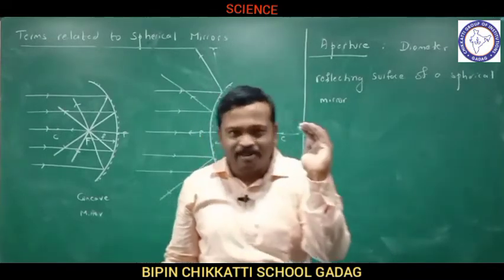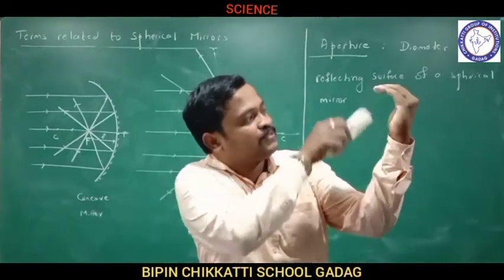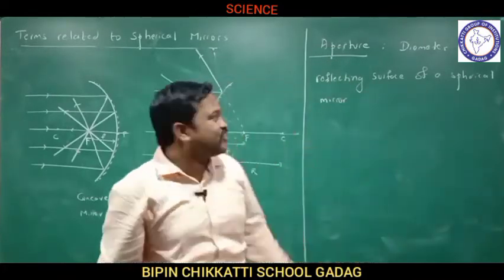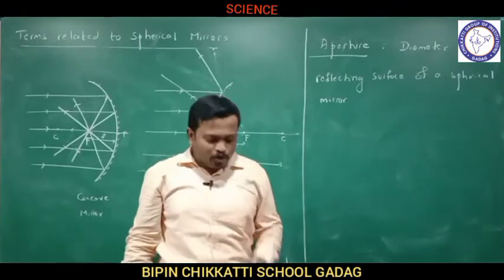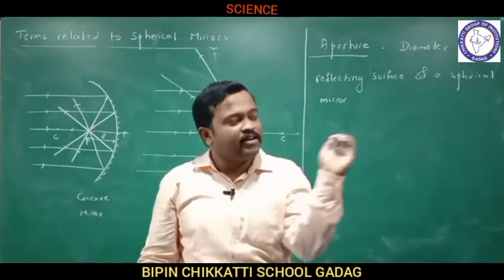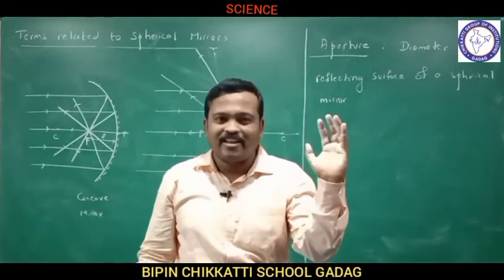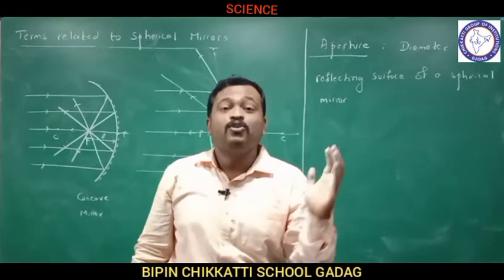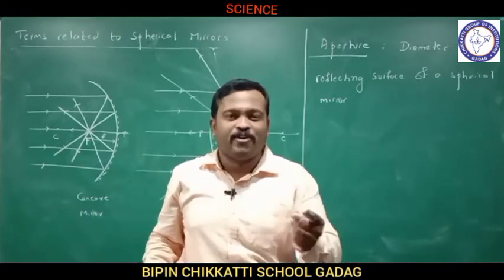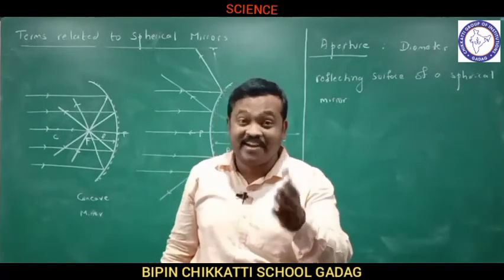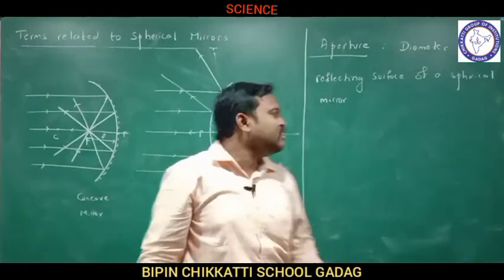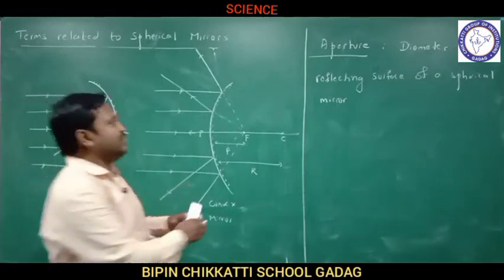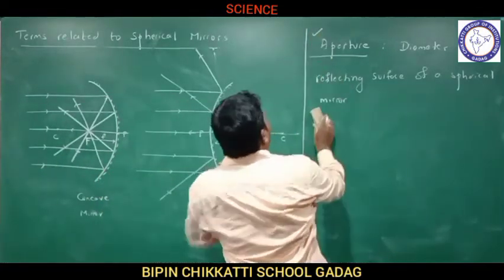If I am taking a concave mirror and seeing this side, I get a circle. The diameter of the circle, which is the reflecting surface, is itself called aperture. So if you go to the market, you will get a larger aperture and a smaller aperture. This is called a smaller aperture, this is called a larger aperture, right? If you want a bigger mirror, you say, okay, I want a bigger aperture. So what is aperture? It is the diameter of the reflecting surface of a spherical mirror, and that diameter is called the aperture. Aperture is nothing but diameter, right?